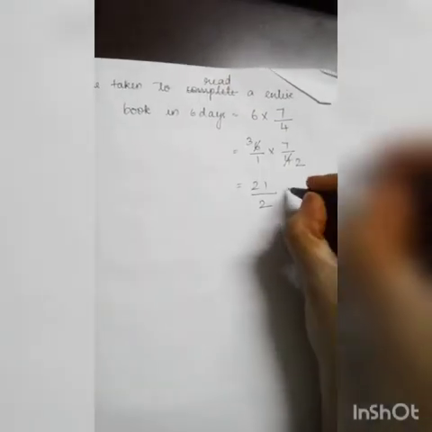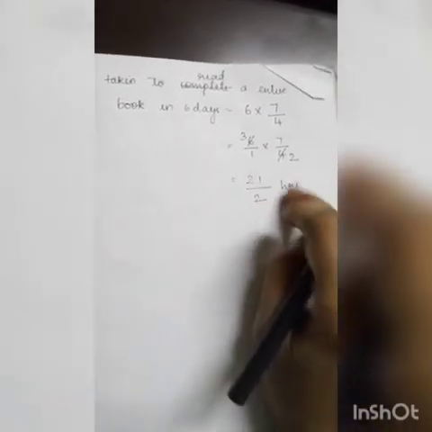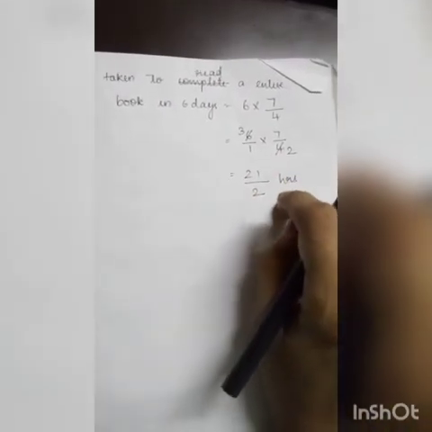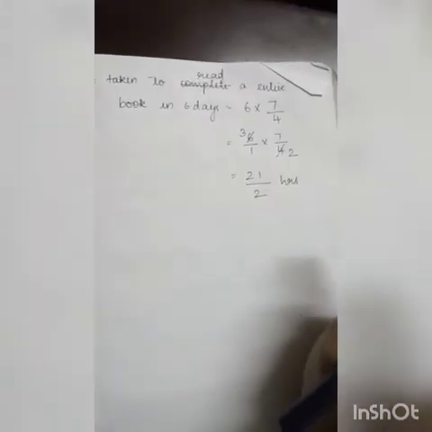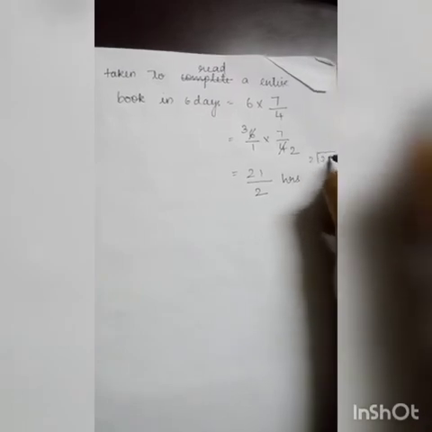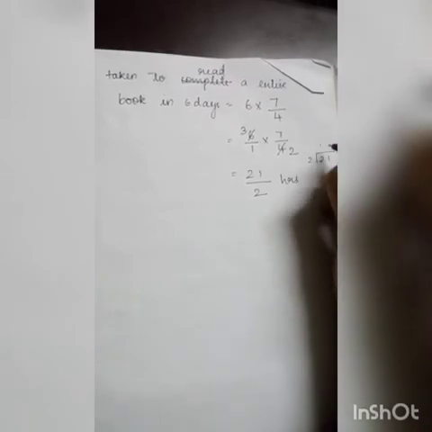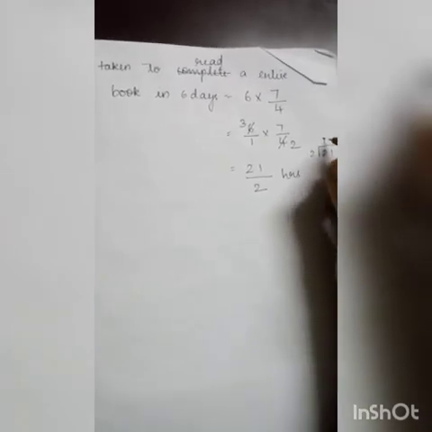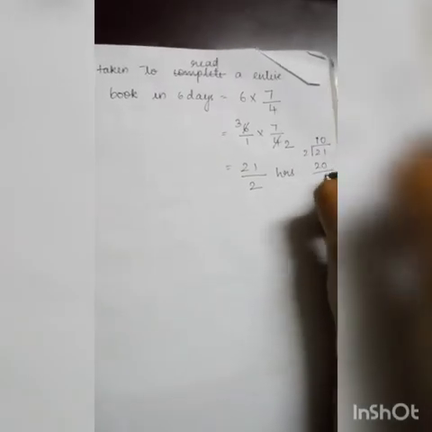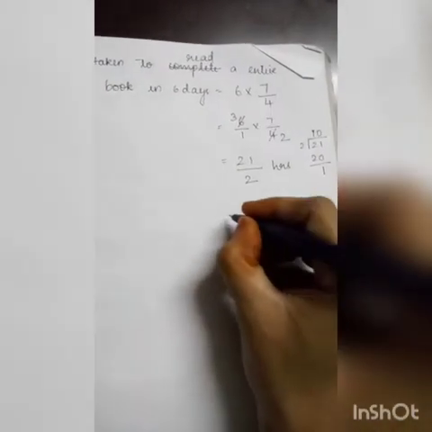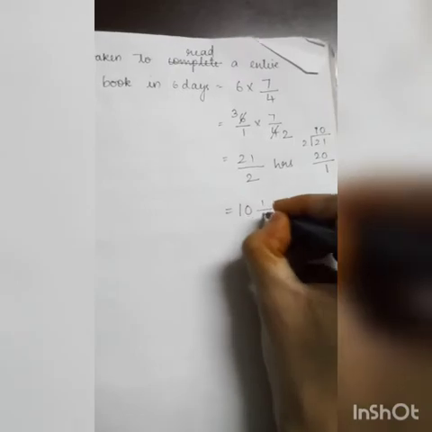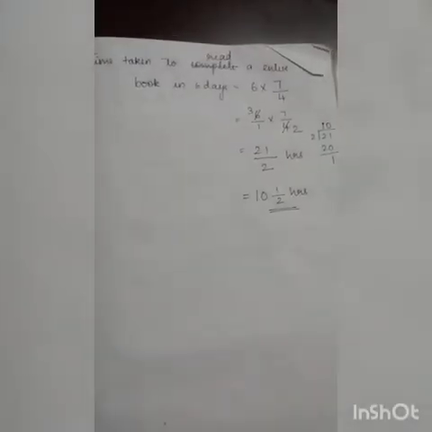Actually, this is the hours taken to complete a book in 6 days. Is it an improper fraction? Yes. So what will you do? You will convert it into a mixed fraction. 2 tens are 20. Remainder 1. So how will I write? 10 1/2 hours is needed to read an entire book in 6 days. 10 1/2 hours. Understood, children?